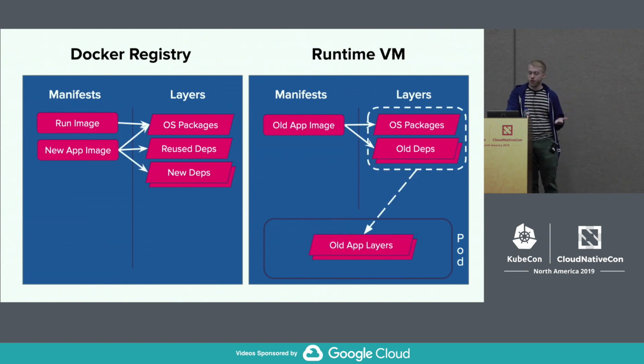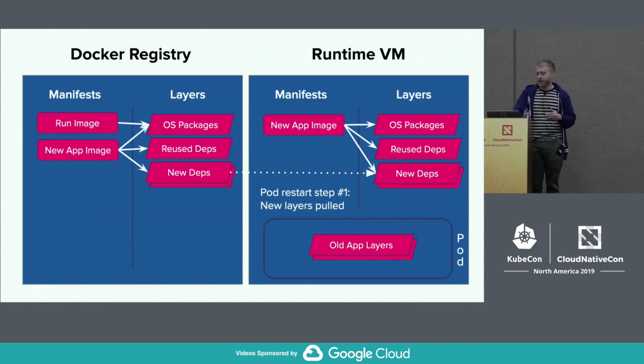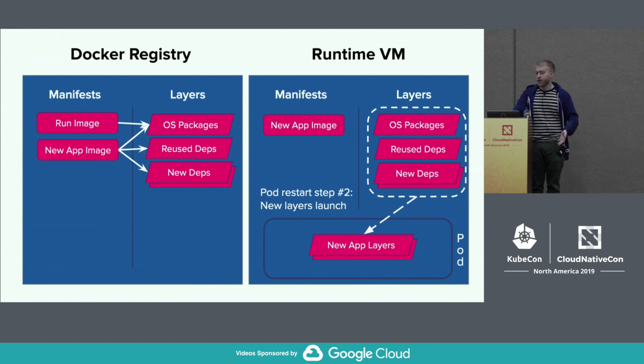And then when we switch over to the runtime VM that's running the old copy of the application, we can apply the new image manifest, which will cause the new layers and just the new layers to transfer over to the runtime VM, not additional base layers, nothing that was already there from the previous application. And then restart the pod so that it is running the new application.